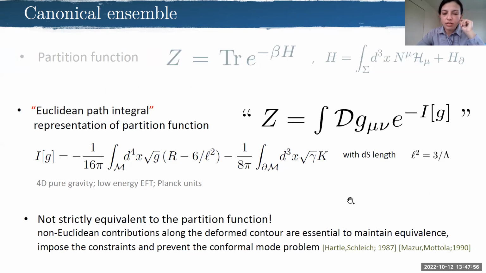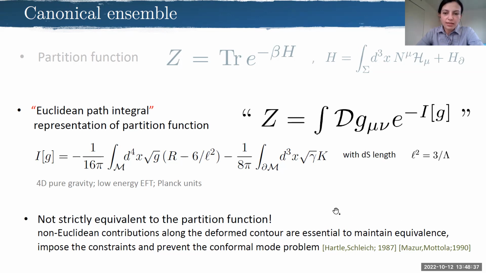Why is imposing the constraints important? Because, as it is well known, the Euclidean path integral is sick from the conformal mode problem. But if one imposes the constraints, it is shown that the conformal mode problem is avoided. For example, these papers show that. And that's because by imposing the constraint, the conformal modes are fixed, so there will be no kinetic energy term in the action, so the action won't be bounded below.